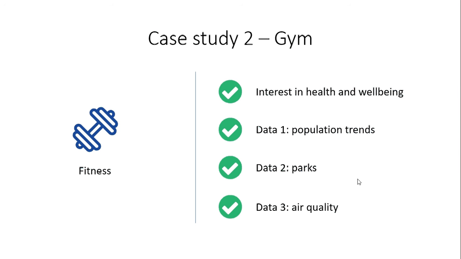If the population is increasing for a particular age group, they can definitely know that a lot of people want to be fit. And if you have parks nearby, obviously a lot of people go to exercise, which means it's a health or fitness conscious society. And if the air quality is good, a lot of people will come out. So there's definitely a lot of value add to a gym in understanding the business drivers. So this is something public sector agencies can release as data.